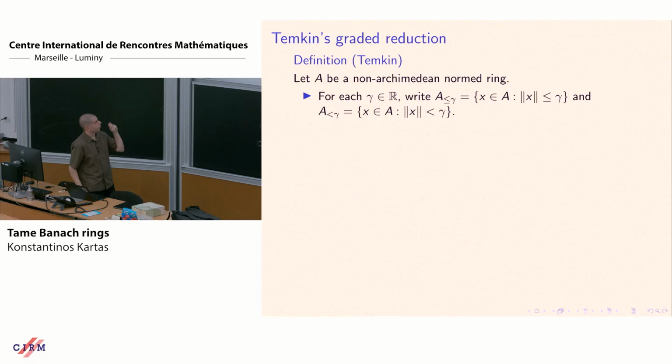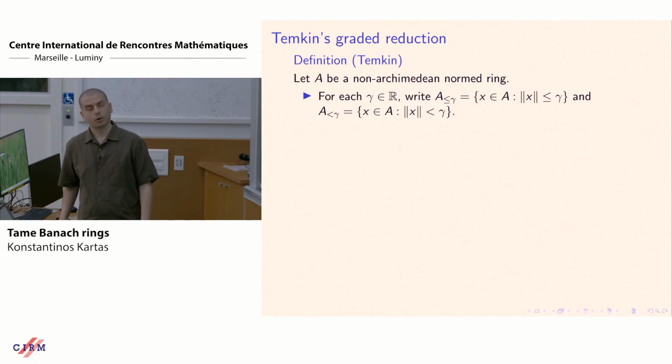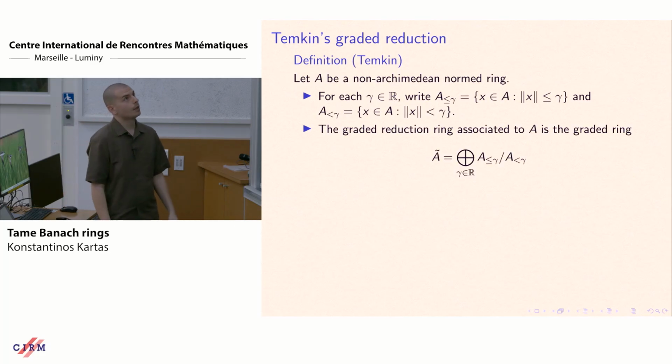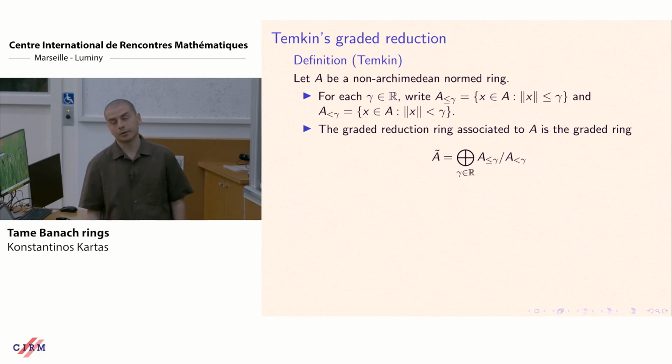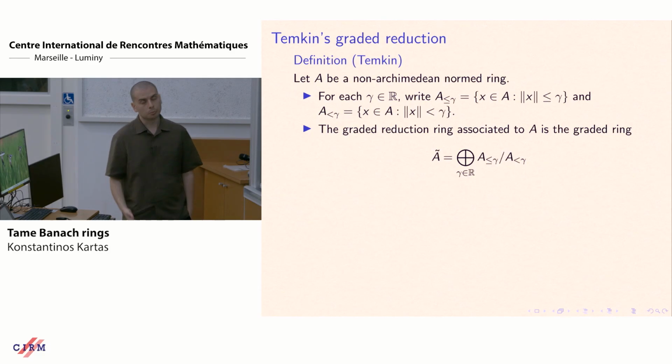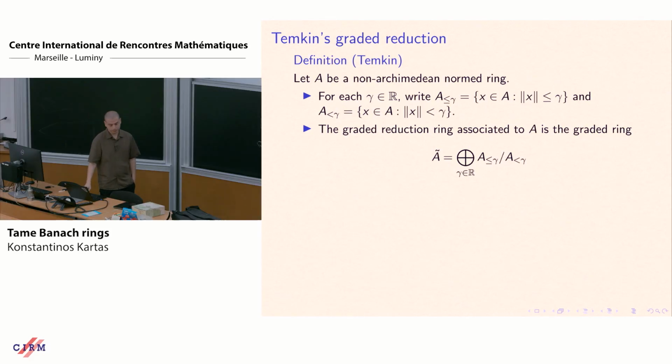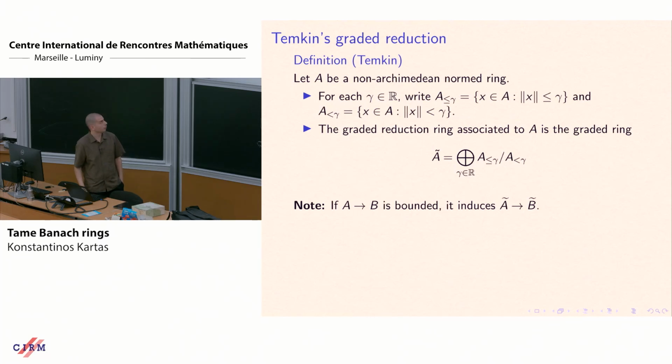For a real number gamma, let's say that this is the closed ball of radius gamma, and this is the open ball of radius gamma. Now the graded reduction ring associated to A is this graded ring right here. So simple to describe. And the construction is completely functorial. If you have some bounded homomorphism between Banach algebras, then it induces a corresponding graded morphism of graded rings.